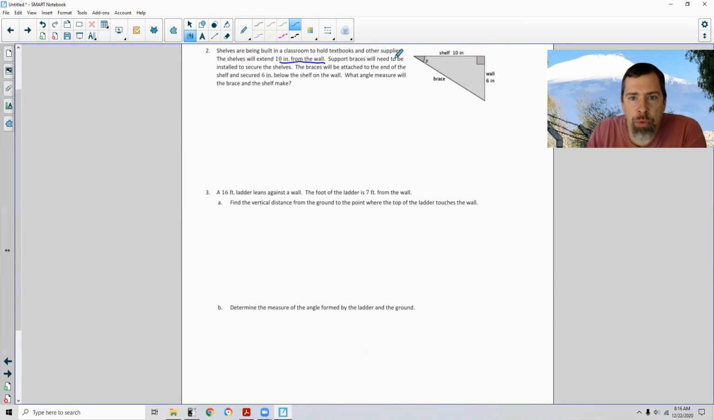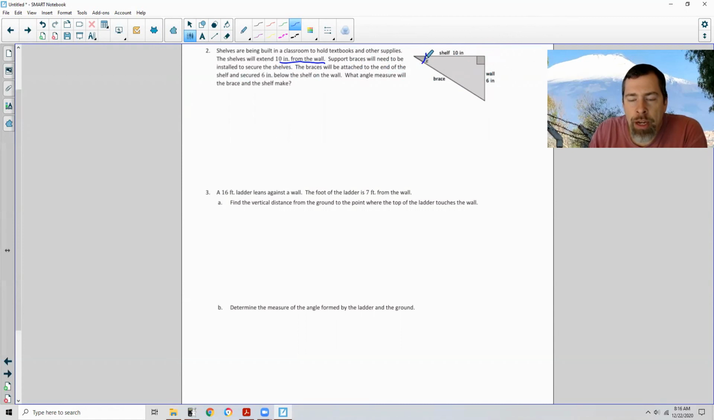Support braces will need to be installed to secure the shelves. There's our brace. That is our hypotenuse. The braces will be attached to the end of the shelf and secured 6 inches below the wall. So now we know the shelf length is 10. The brace touches the wall at 6 inches below the shelf, and the brace is here. What angle measure will the brace and the shelf make? So it's asking this angle measure.